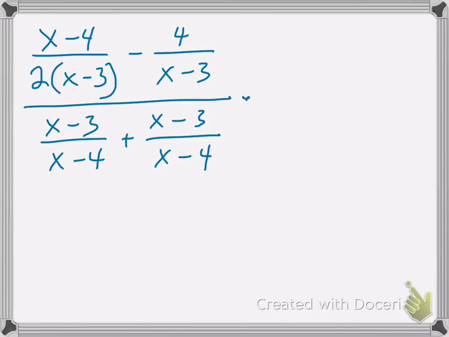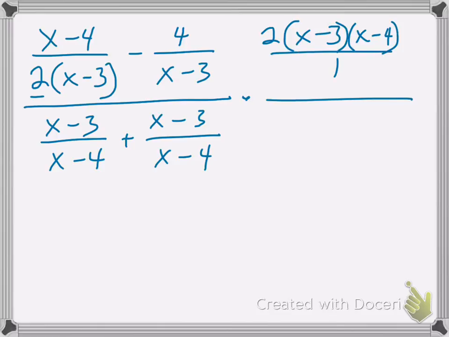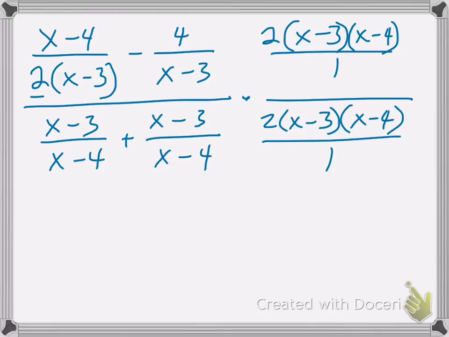What will we multiply by here, top and bottom, to get rid of the complex fractions? We need a 2, right, to get rid of this 2 right here. We're going to need an x minus 3, and we're going to need an x minus 4. So what I am multiplying by here is 1 in the form of 2 times x minus 3 times x minus 4 divided by itself.